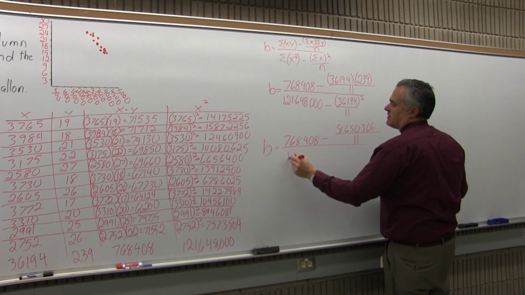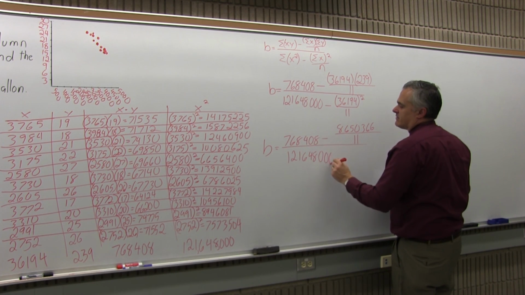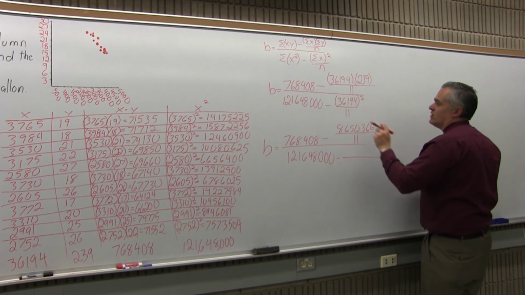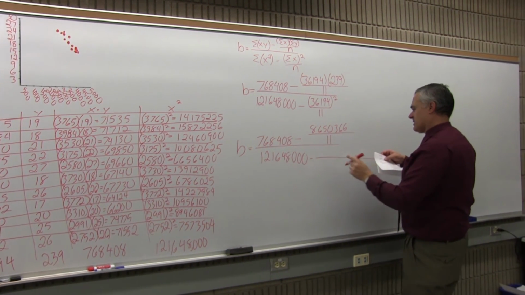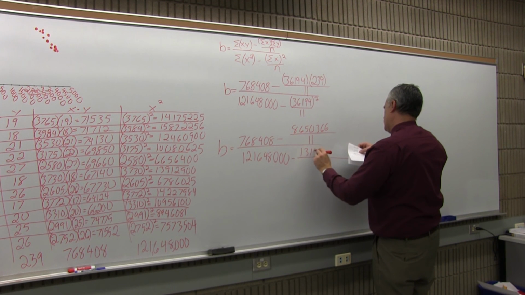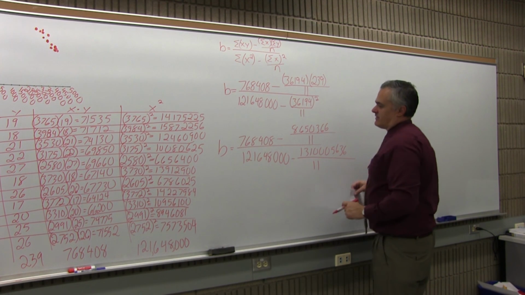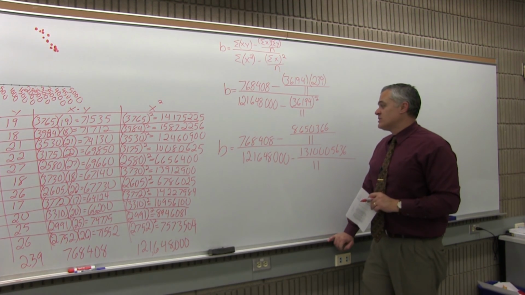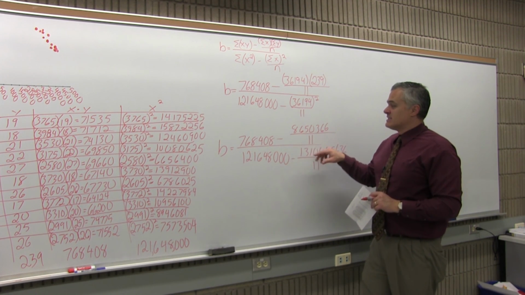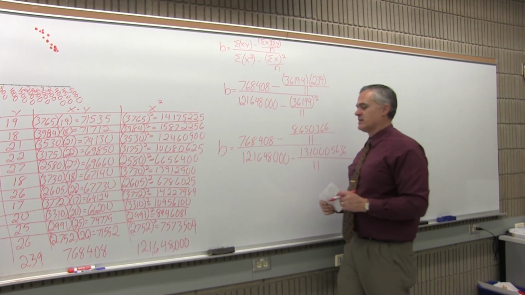Then in the denominator, you're going to have 121,648,000. That'll stay for a minute. Minus 36,194 times 36,194, which is a really big number. It's 131,005,636. Also over 11. So the numbers are getting pretty big now. So on the next step, I'll divide the 11s. And then I'll just have two numbers in the numerator, two numbers in the denominator. Then I'll do the subtractions.